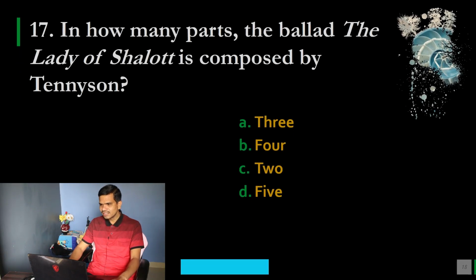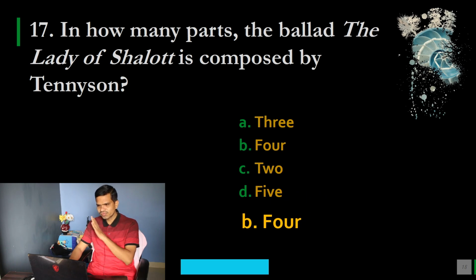Question number 17. In how many parts is the ballad The Lady of Shalott composed by Tennyson? So Tennyson composed this ballad, the Ballad of Lady of Shalott. How many parts are there in this ballad? We have options A, 3 parts, B, 4 parts, C, 2 parts, and D, 5 parts. Please note down your option, and the correct option is 4 parts in this ballad.